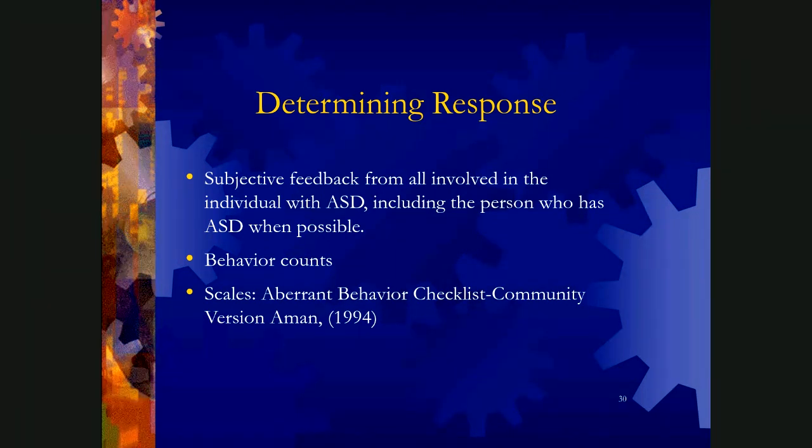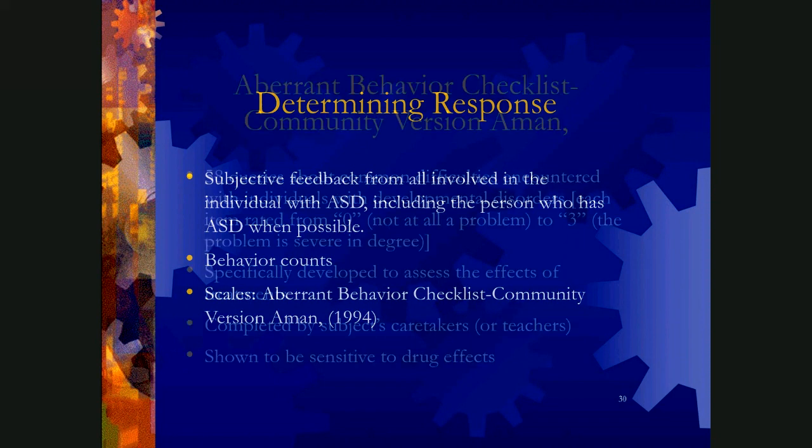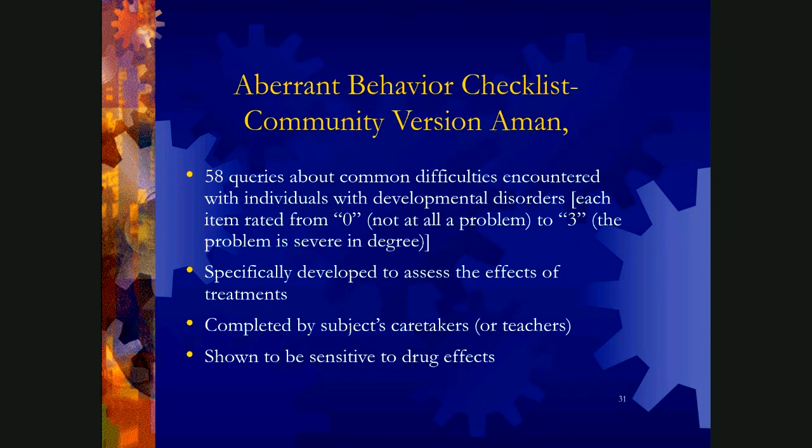Before starting any medications, I usually ask people to complete the Aberrant Behavior Checklist community version. Some of you may be familiar with this scale. It has 58 queries about common difficulties encountered with individuals with developmental disorders. Each item is rated from 0, not a problem at all, to 3, the problem is very severe in degree. It is specifically developed to assess the effects of treatment.